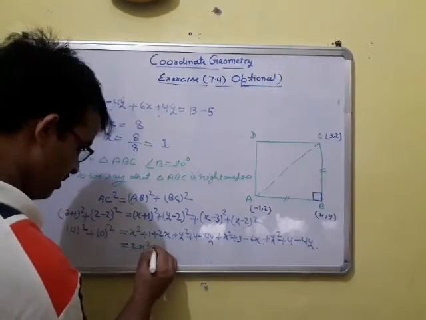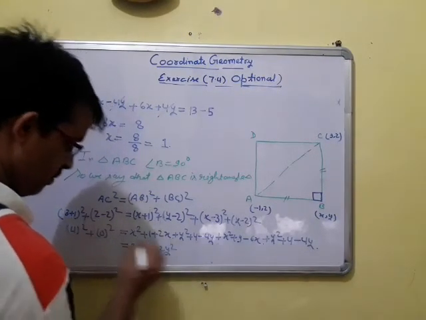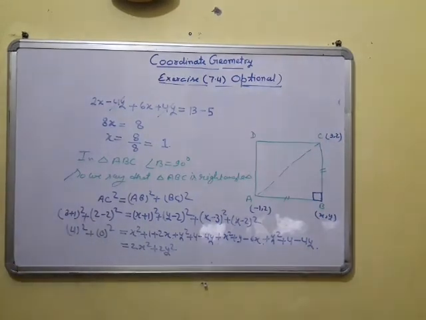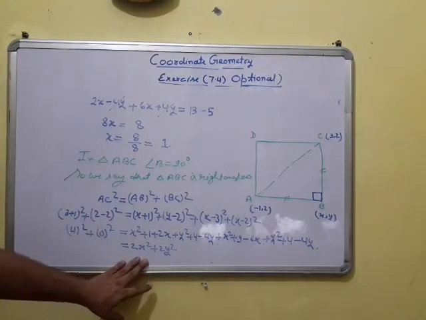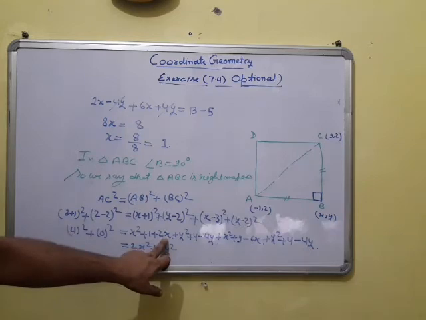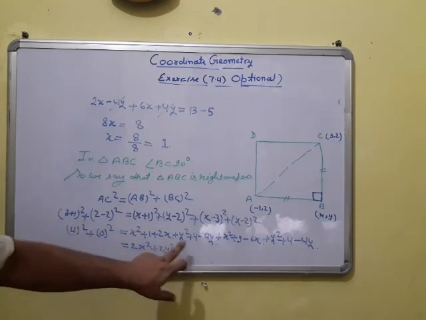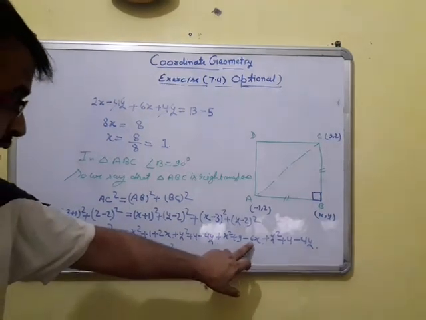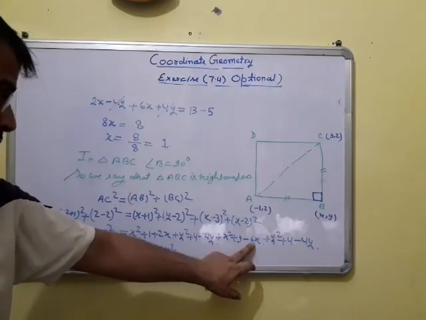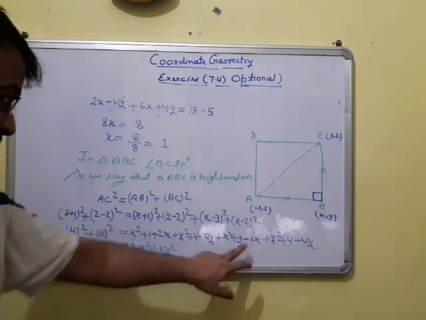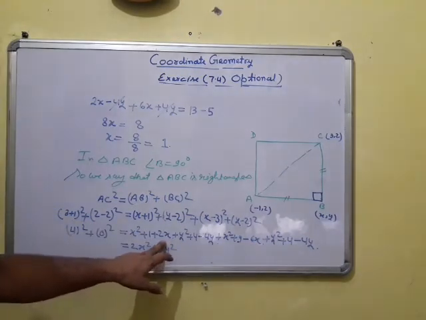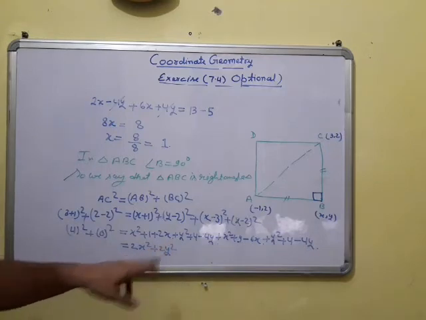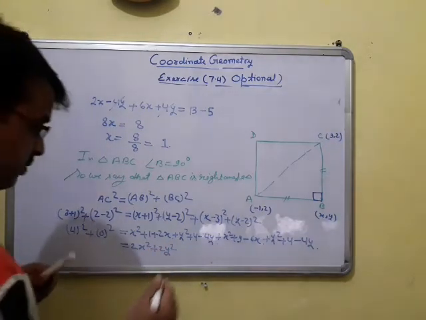2x square plus 2y square. Clear? Now look here, 2x. Here is 2x. Here is 6x. Clear? So 6 minus 6x plus 2x. So what we get here? Minus 4x.